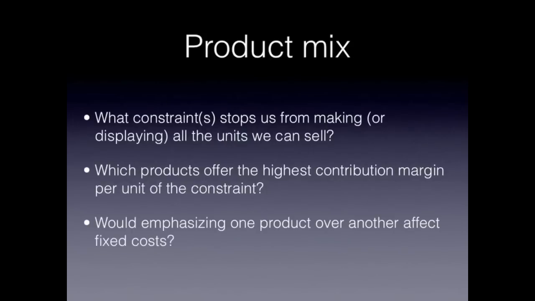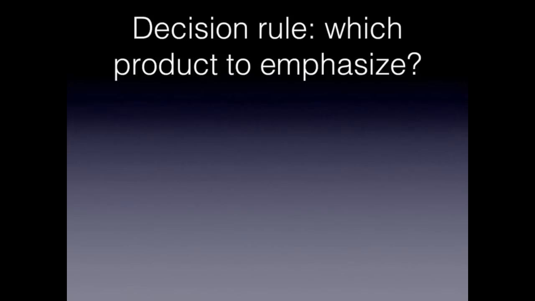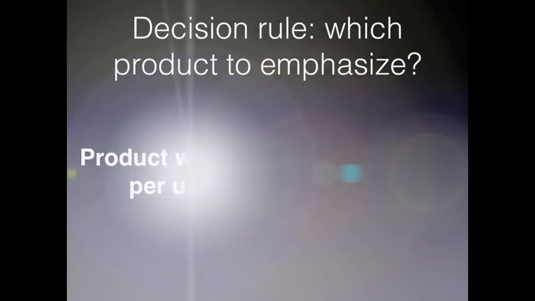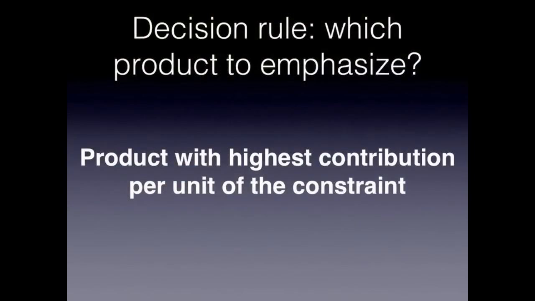Would emphasizing one product over another affect our fixed cost? So again, are there any avoidable fixed cost if we emphasize one product over another? So the decision rule of which product to emphasize, you always emphasize the product with the highest contribution margin per unit of the constraint. So whatever your constrained resource is, it could be shelf space, floor space, table space. It just depends on what your constraint is.